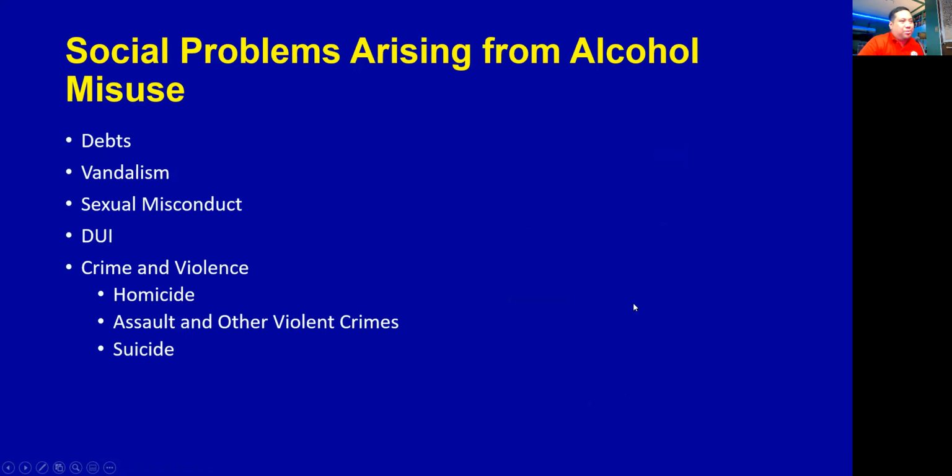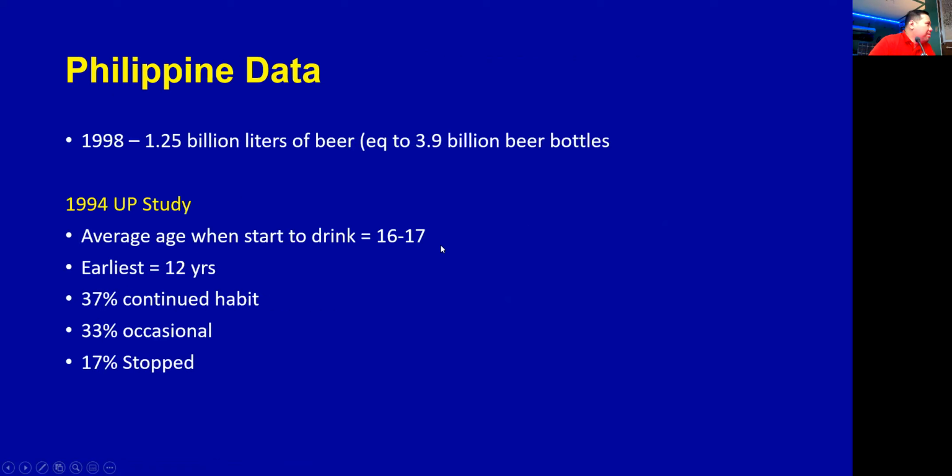Social. Okay? So what are the social effects of alcohol use disorder? They could have deaths. You could do these things, no? Hopefully not be involved in crime. What does the Philippine data tell us? Medyo obsolete na yung data natin, no? We need new research on this, no? Basahin nyo na lang yan.